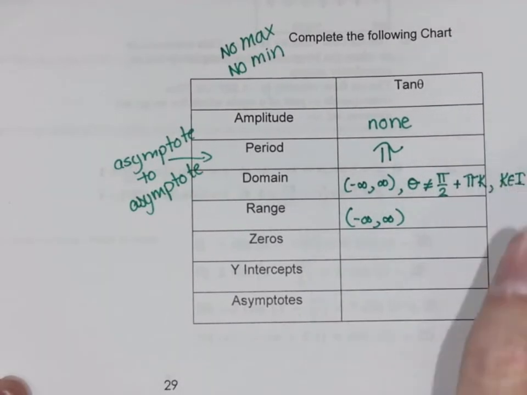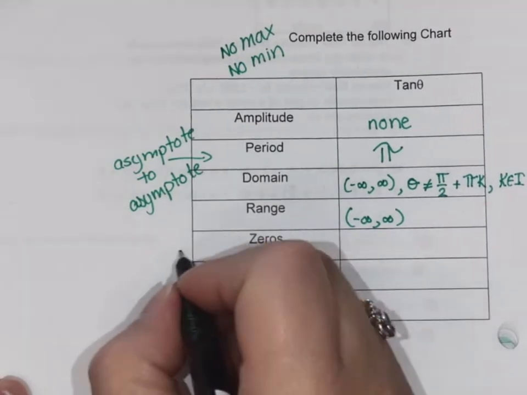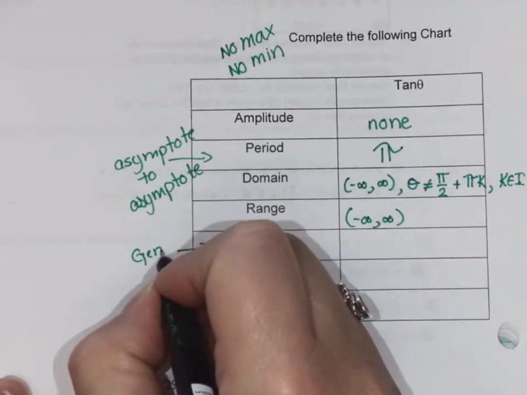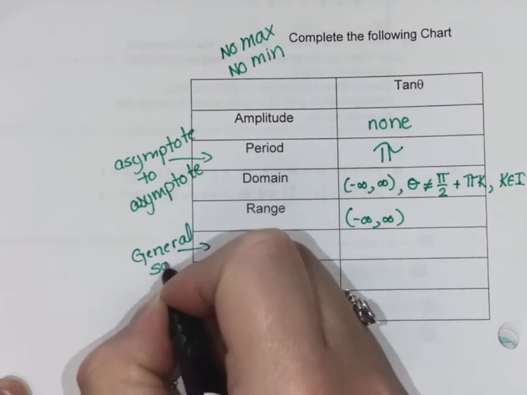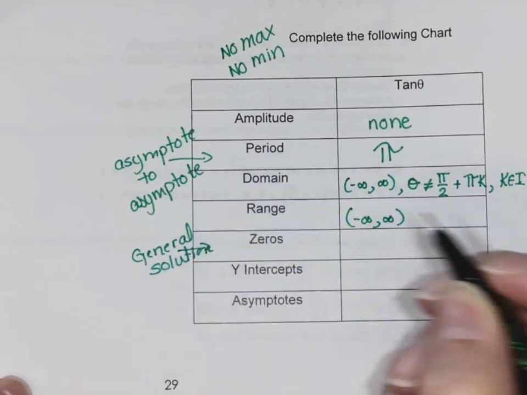So our first positive one happens at pi. Where does our next one happen? At 2 pi. So what are we adding? Pi k.